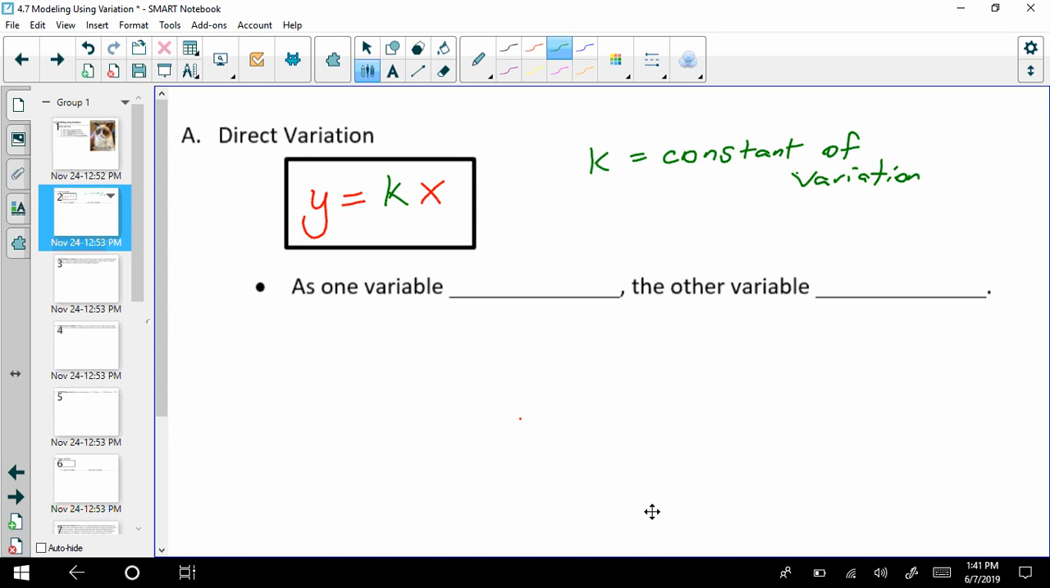And if two things vary directly with each other, what ends up happening is as one variable increases, the other variable also increases. As one variable decreases, the other variable decreases. An example of something that would follow this could be the temperature outside and my air conditioning bill. As the temperature increases, I can probably expect the amount of money I pay for my air conditioning to also increase. As one goes up, the other goes up. They are directly affecting each other.